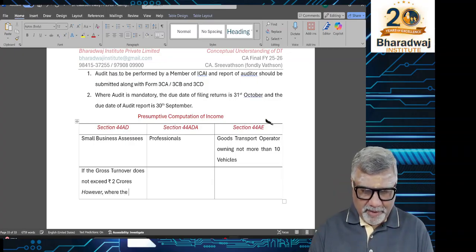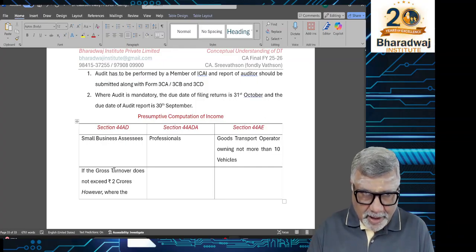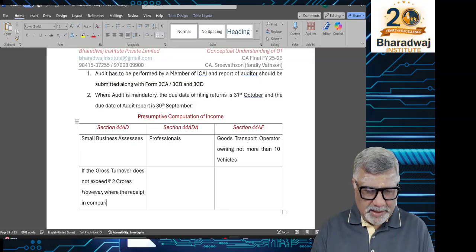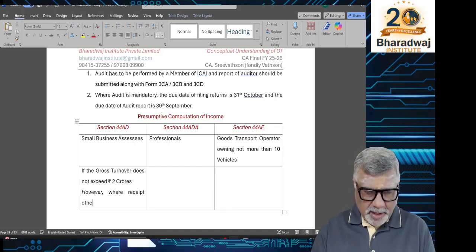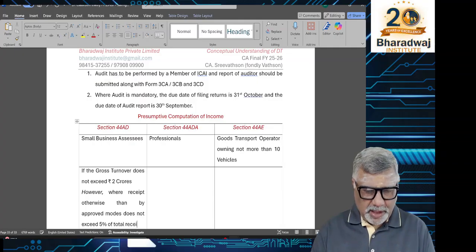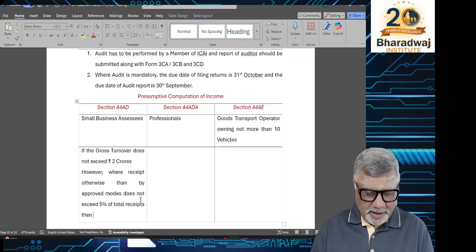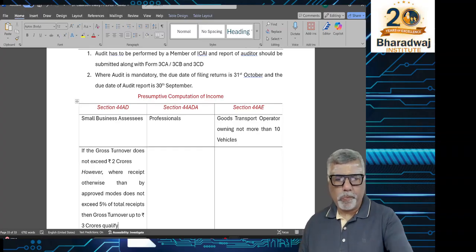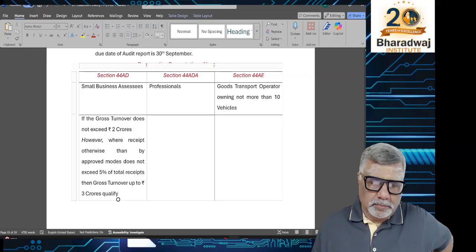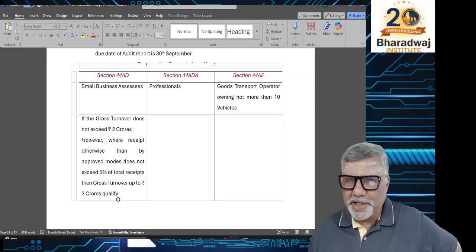However, where the receipt otherwise than by approved modes does not exceed 5% of total receipts, then gross turnover up to 3 crores qualifies. Only the receipt condition here, not the payment condition.